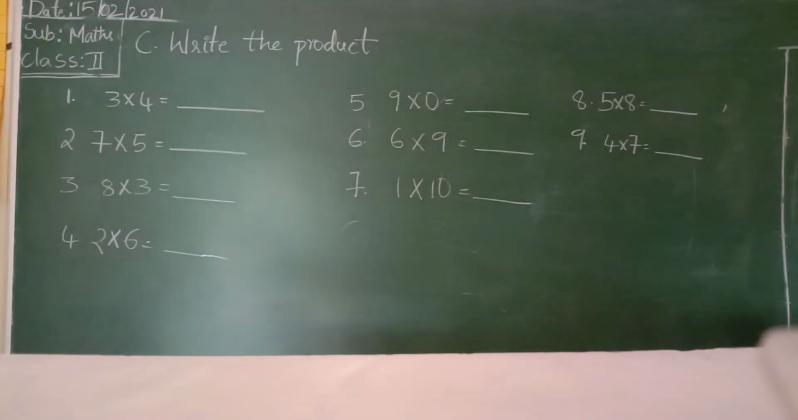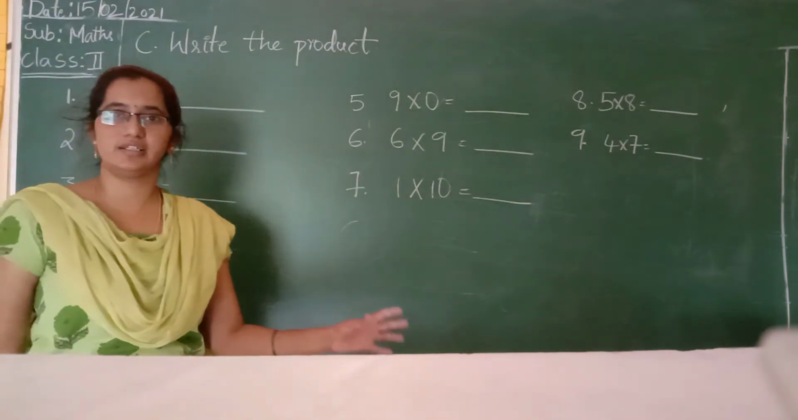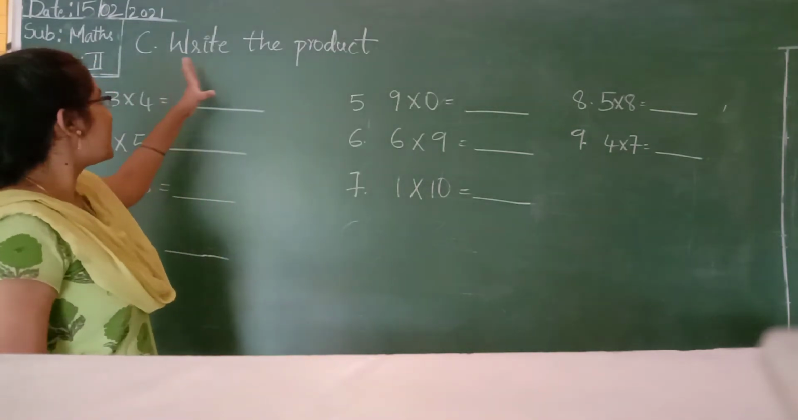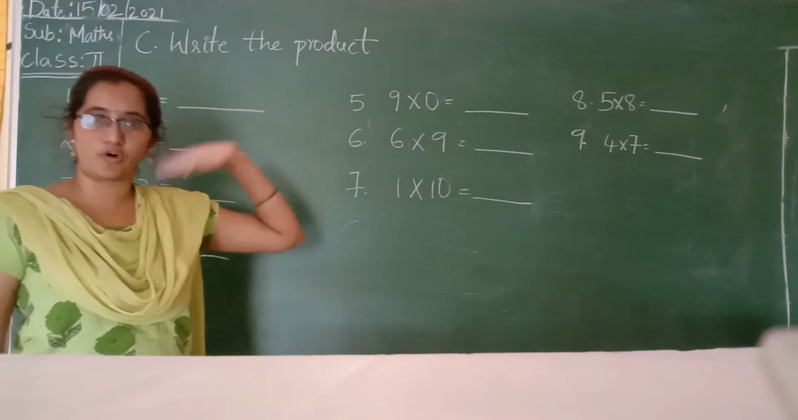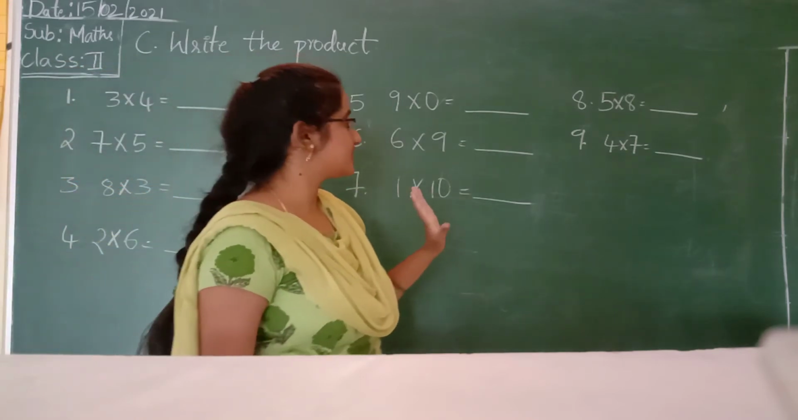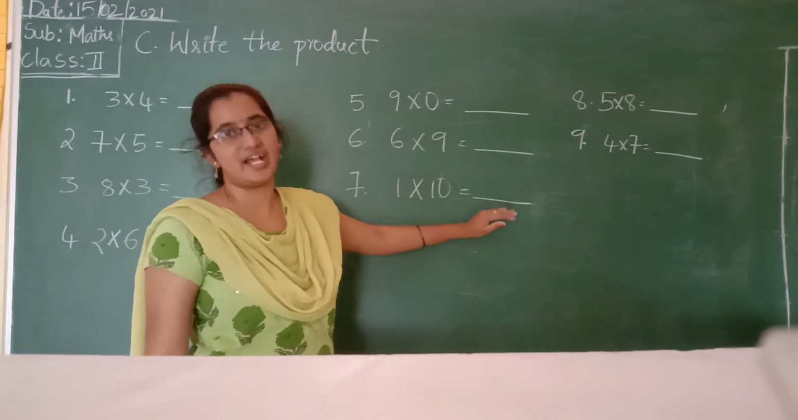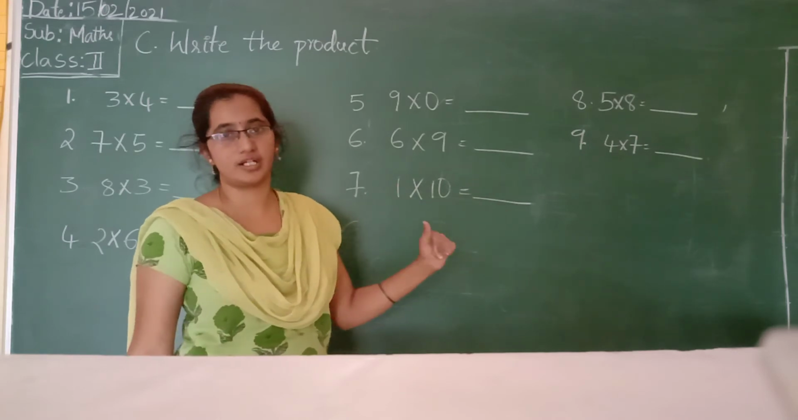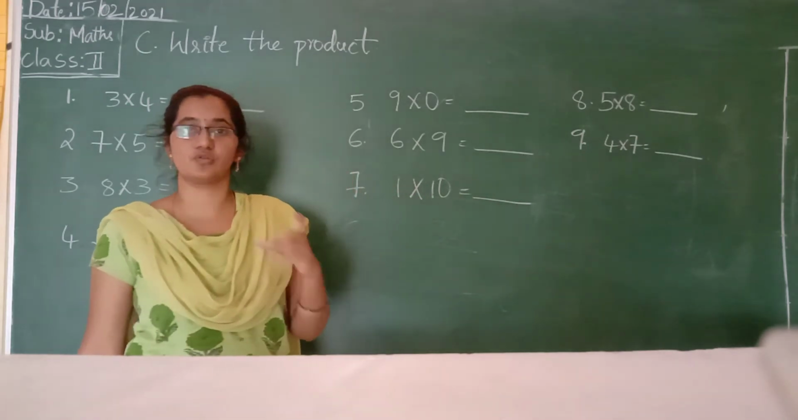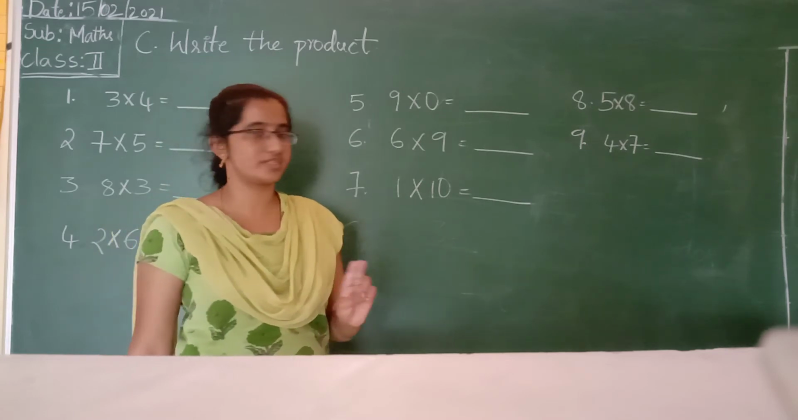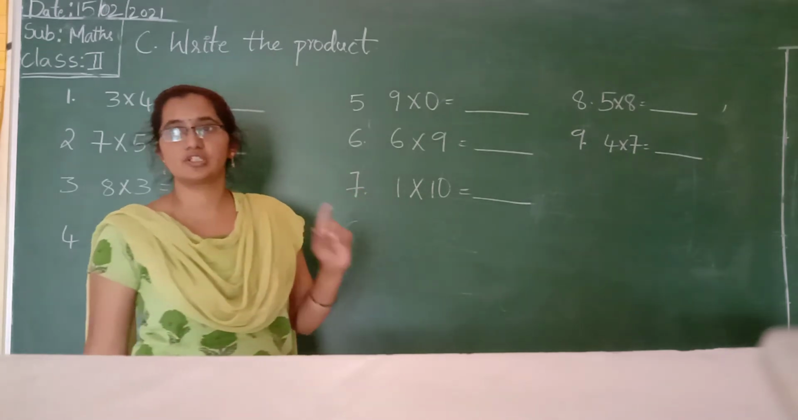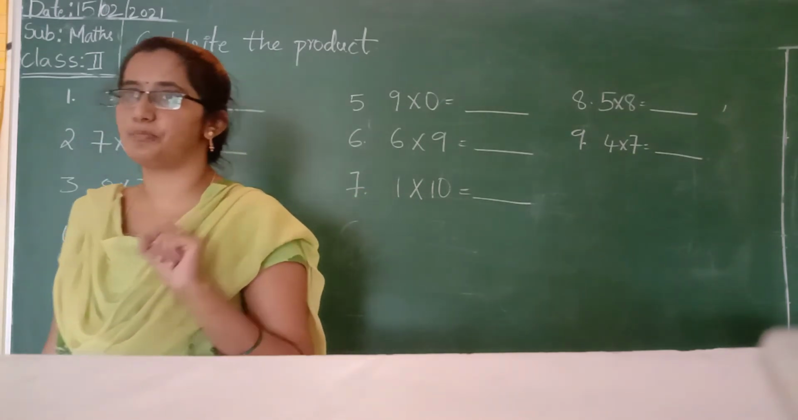Now the next bit is the C bit, write the product. In write the product, what is the product? Product is the result you get after multiplication, the answer. Product is known as the multiplication of two numbers. When you multiply two numbers you get an answer, that is known as the product.